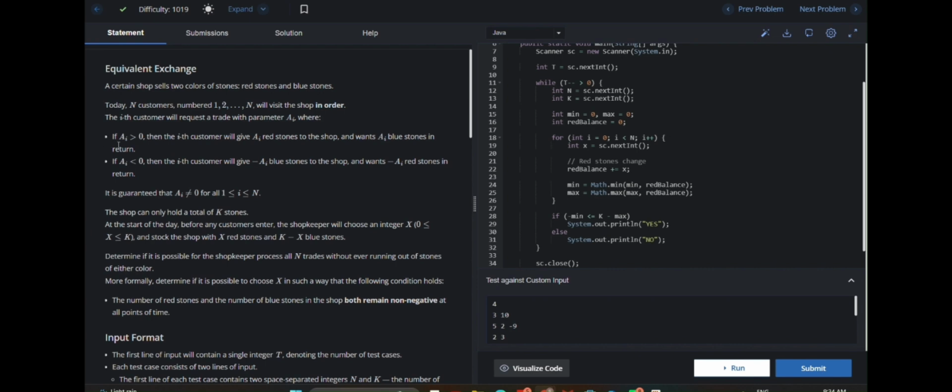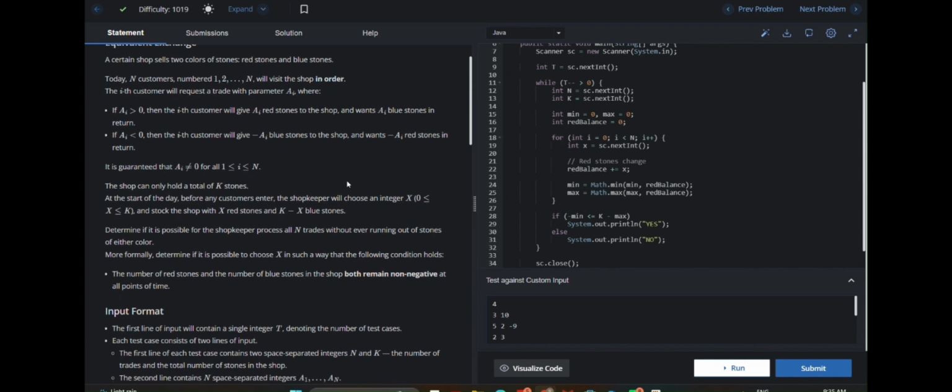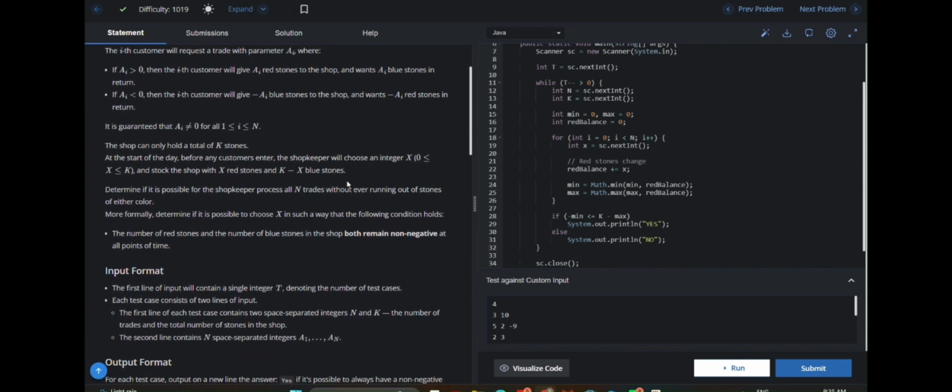It is given that if the element at index i, that is the trade factor of the customer, is positive, then he will be giving red stones to the shop, and in return he will be wanting blue stones. And if the trade factor is negative, then he will be wanting red stones and will give blue stones in return. So let's discuss the flow chart of this question.